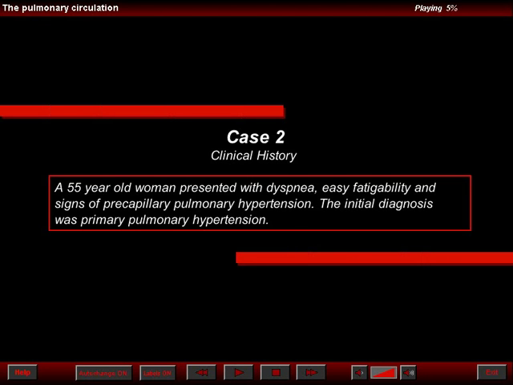Case 2 is of a 55-year-old woman who presented with dyspnea, easy fatigability, and signs of precapillary pulmonary hypertension: right precordial heave, strong second pulmonic sound, right axis deviation, and echocardiographic findings suggesting pulmonary hypertension with repercussions in the right ventricle. The initial diagnosis was primary pulmonary hypertension.